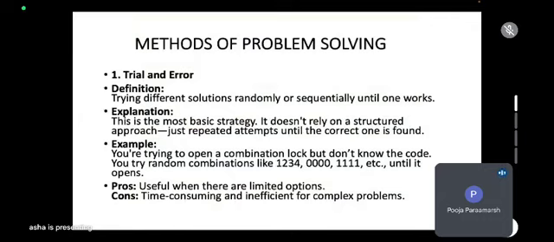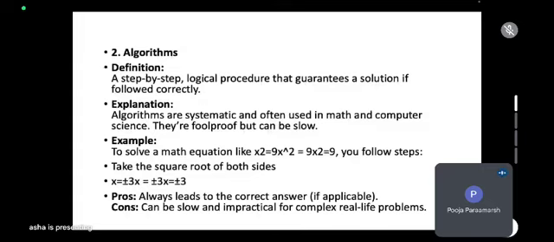Moving on to the second one, which is algorithms. Algorithms are basically step-by-step logical procedures that guarantee a solution. For example, mathematical problems. There are certain formulas which we need to follow to come to a proper solution. Like the example I gave of finding the value of x. There are particular methods. So algorithms are systematic and often used in maths and computer science.